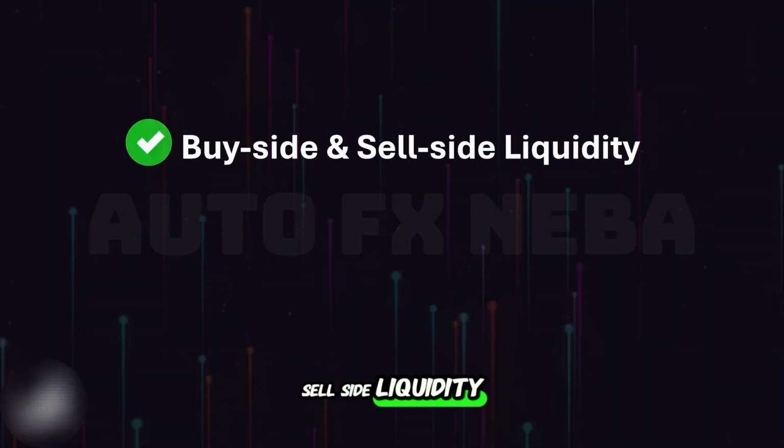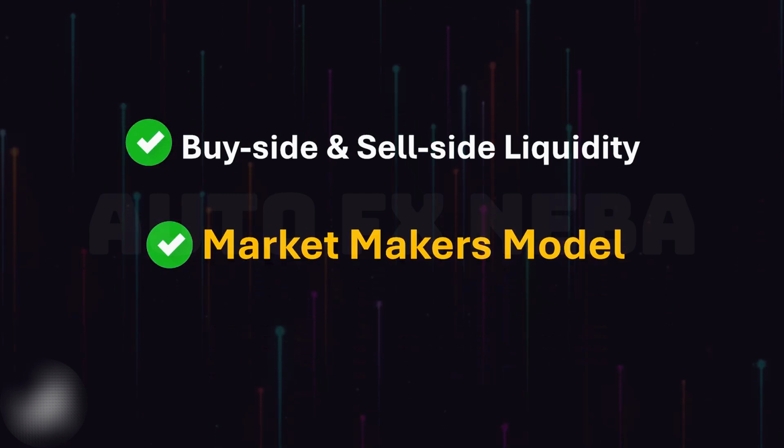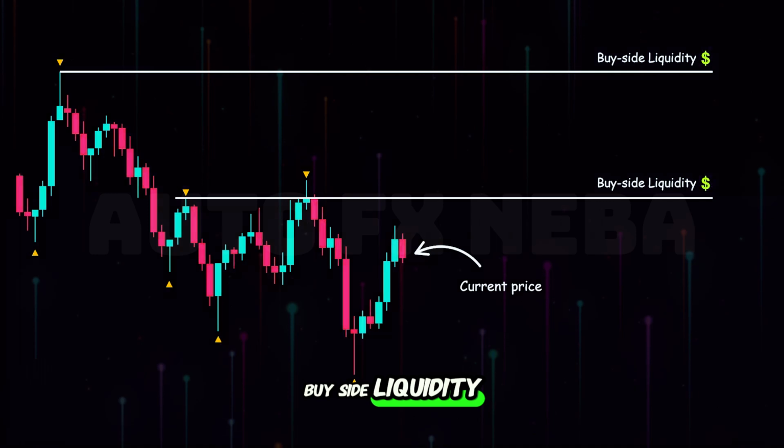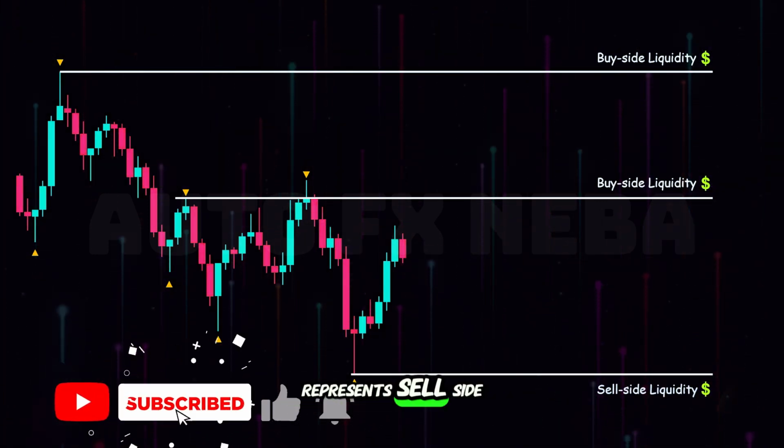Now that we understand liquidity levels and liquidity grab patterns, let's take it one step further and talk about buy-side and sell-side liquidity and how market makers engineer liquidity. The liquidity above a high or group of highs is called buy-side liquidity, while the liquidity below a low or group of lows represents sell-side liquidity.